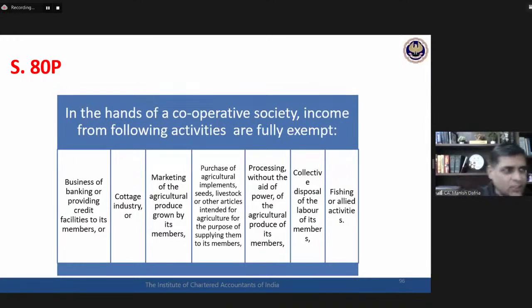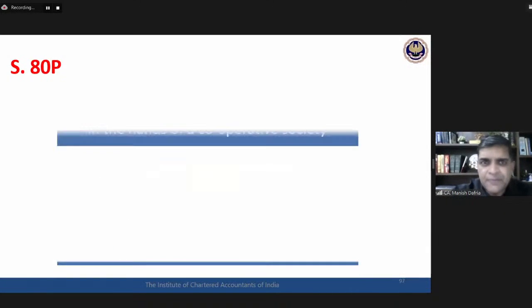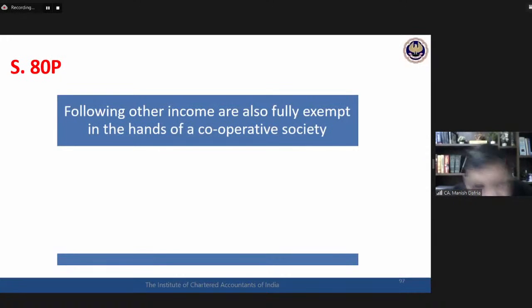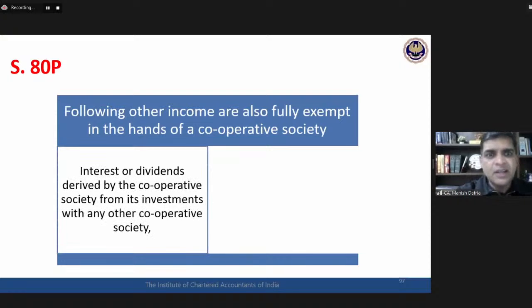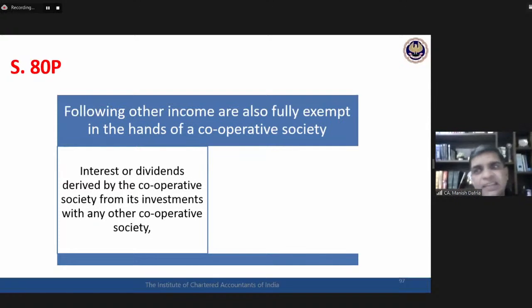Fine. Let's continue. This 80P has got something more remaining. So these are 6-7 kind of activities. Income from these activities are fully exempt. Then the following other incomes are also fully exempt in the hands of a cooperative society. Okay, Sumit from Mathura, your answer here. One cooperative society earning interest or dividend from another cooperative society. One cooperative society has deposited some money with another cooperative society and is earning an interest. So that interest, that dividend is exempt for all cooperative societies.